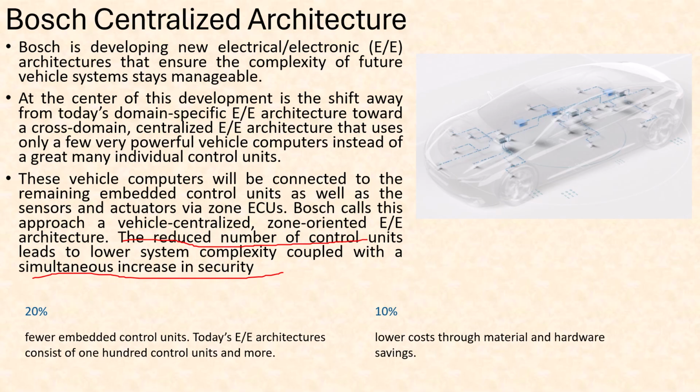Alright, and this led to a tangible amount, that is 20% fewer embedded controls, where today's EE architectures consist of 100 control units or more. All right, and it also led to 10% lower cost through material and software savings. 10% is a big amount, especially in luxury automobiles. 10% can drastically reduce the cost. All right.